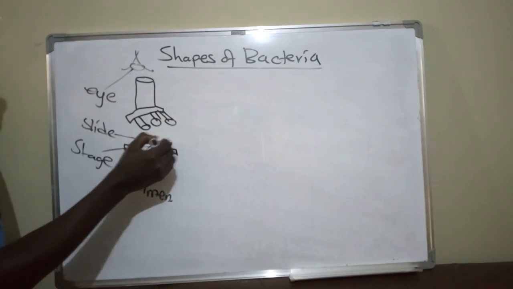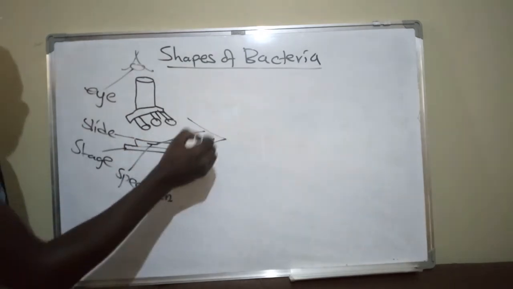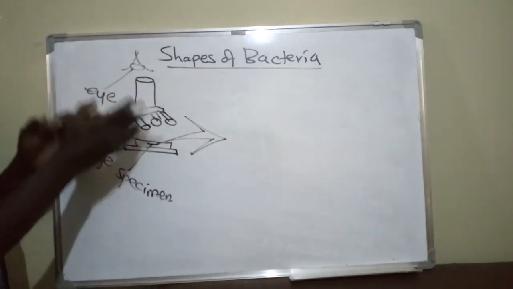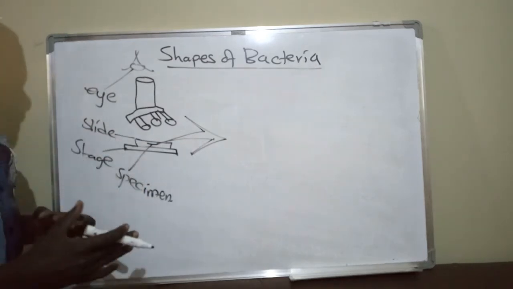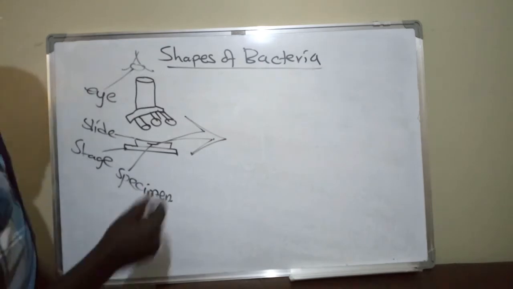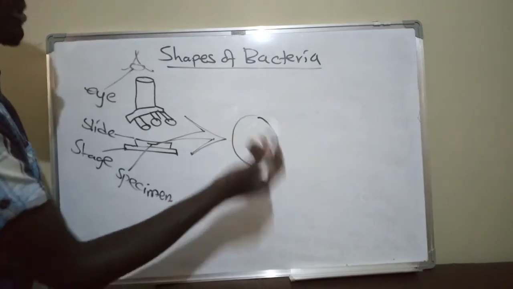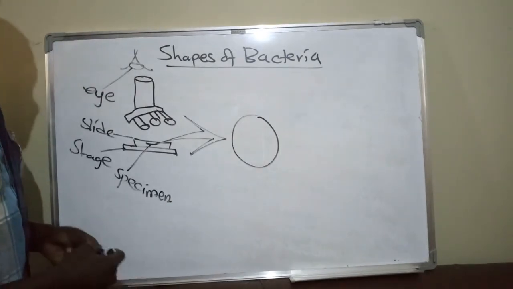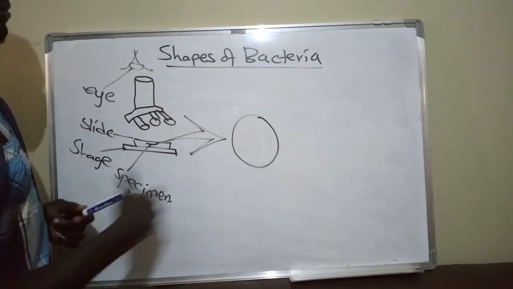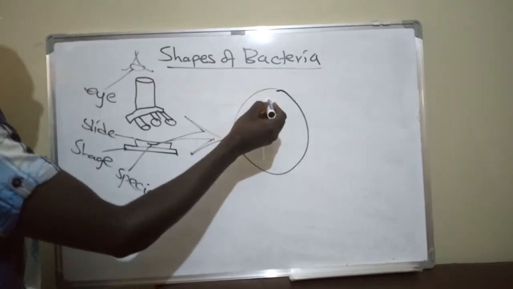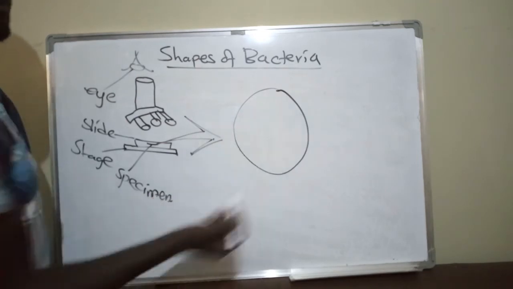So when you look through your eyepiece through the microscope, how does the specimen look? If you're observing bacteria, those bacteria are likely to appear in a field of view, which is likely to be large enough. They are likely to appear in different shapes.